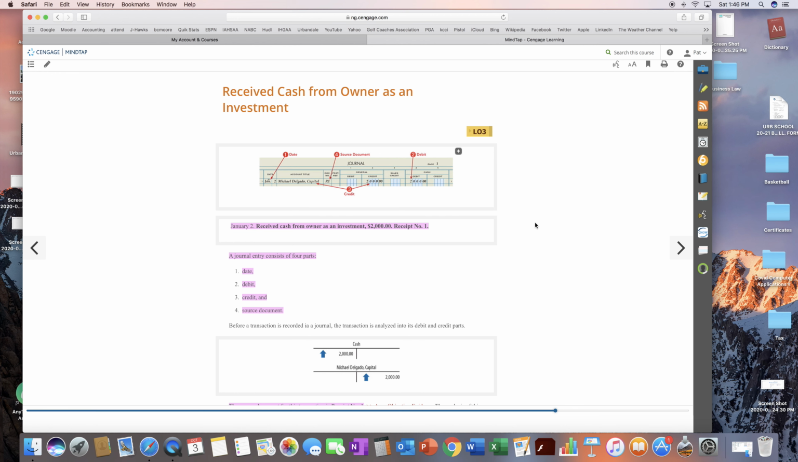We're going to have a few transactions, not many, this section. Record cash from owner's investment. Like we said before, usually our first transaction because we're just starting the sole proprietorship.